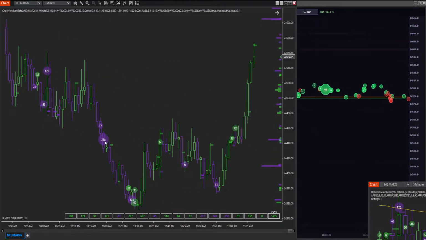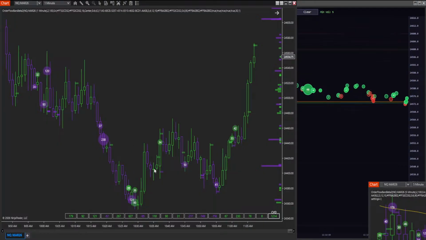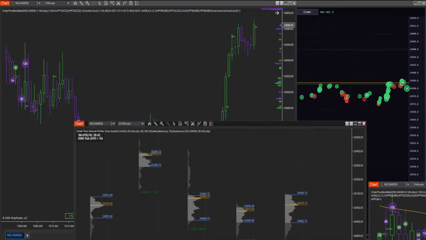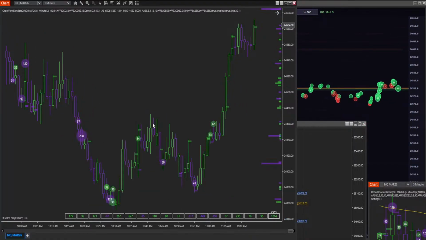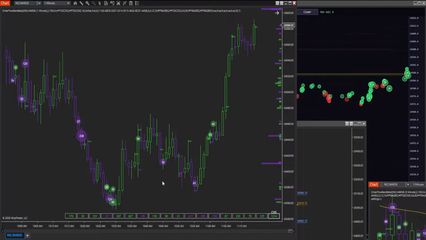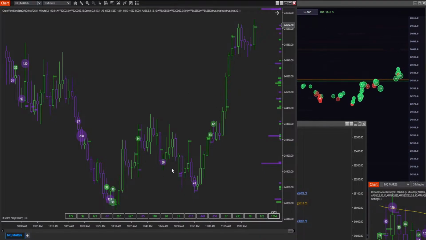This was a nice big trade right here, but I went to a handful of micros because the ATR was too high. So I dropped down to trading a handful of micros. ATR right now is at 29, so now I can go back to the mini. When ATR is high, I reduce my contract size.